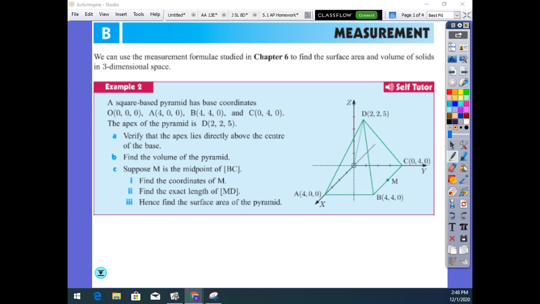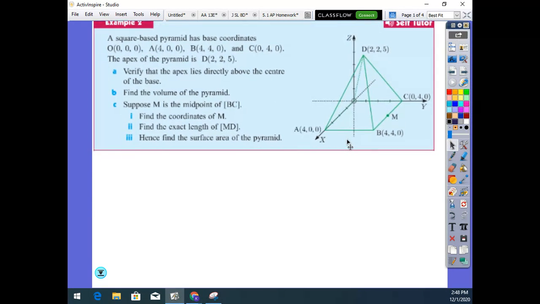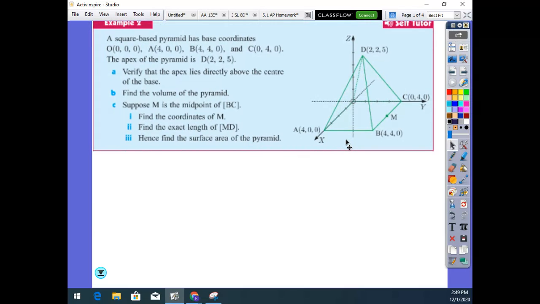Section B just has this one single example. So we're just going to work our way through this. Now, a lot of times in IB, they guide you through the process, so they're giving you hints all the way through. First of all, it says, let's verify that the apex, so in this pyramid, they give us these 4 coordinates.